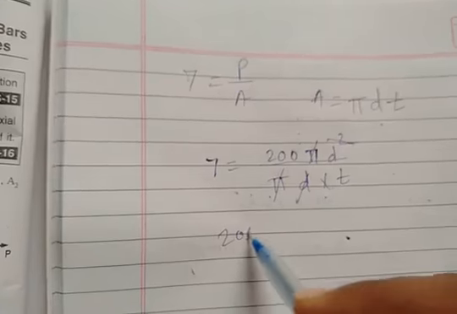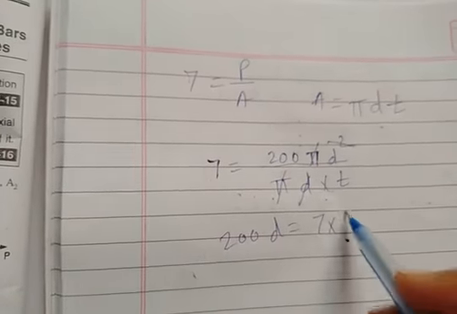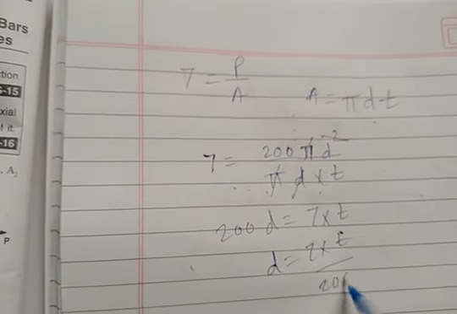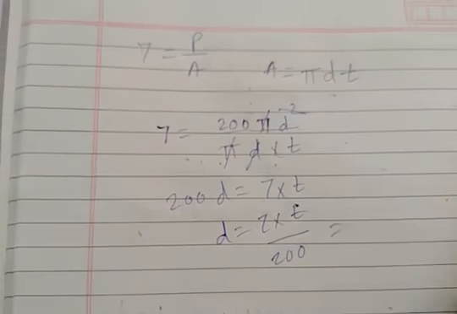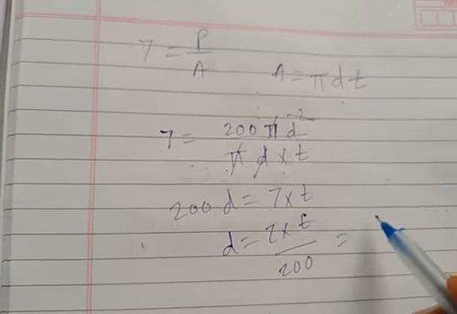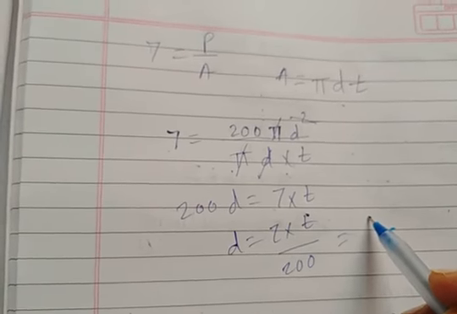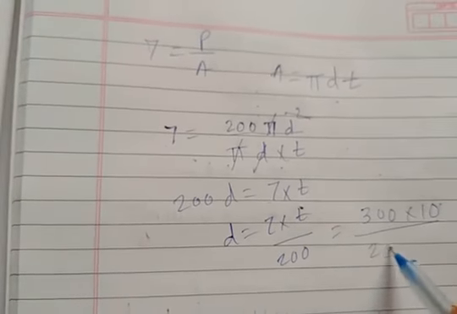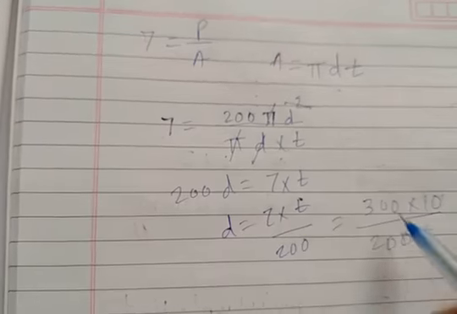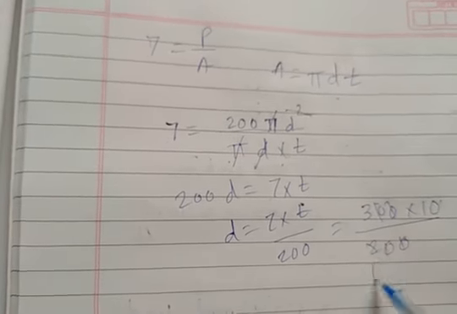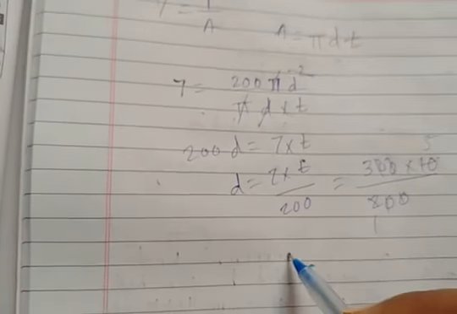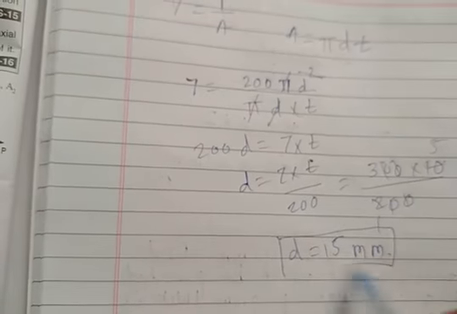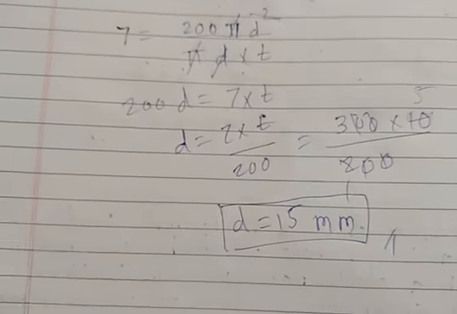So this t is going to multiply with the shear stress: 200 d is equal to tau into t, so d is equal to tau into t upon 200. The value of tau is given in the numerical as shear stress 300, thickness is given as 10, and this is your 200. Make this calculation, the zeros get cancelled, and diameter d is nothing but 15 mm. In this way we calculated the value of d.